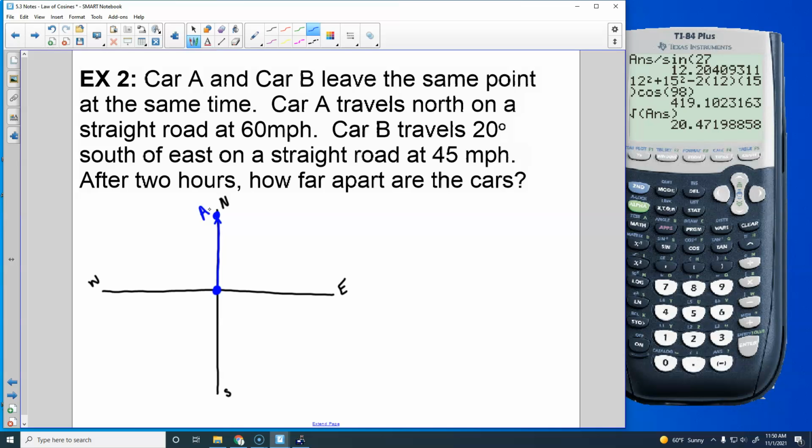And car B travels 20 degrees south of east. Whenever you're doing this south of east, your main direction is east, and you're going 20 degrees to the south of that. So that will look like this. This will be 20 degrees to the south direction of east.